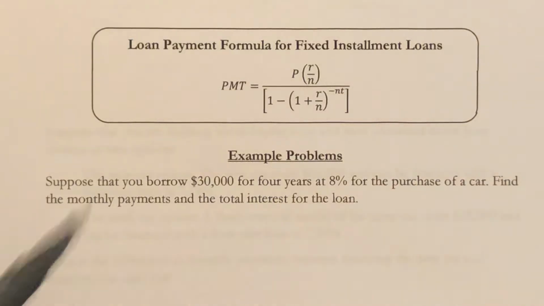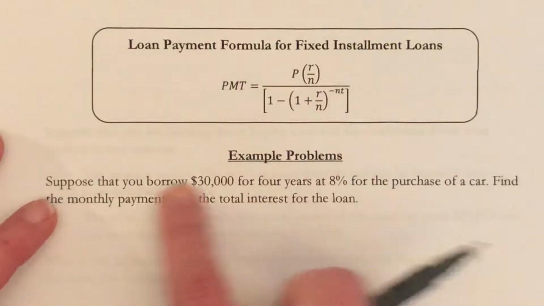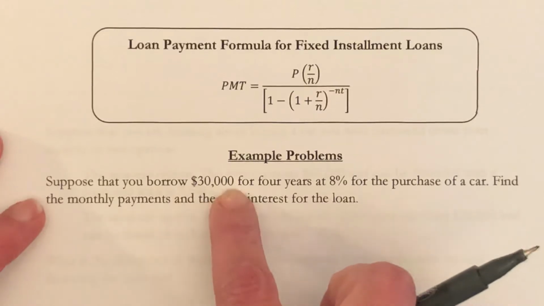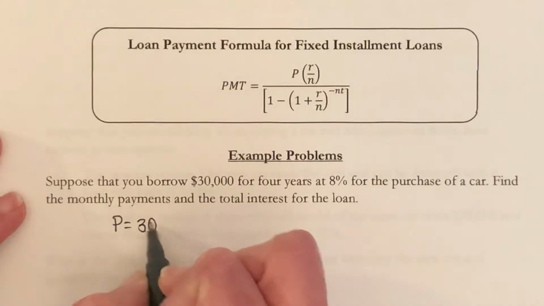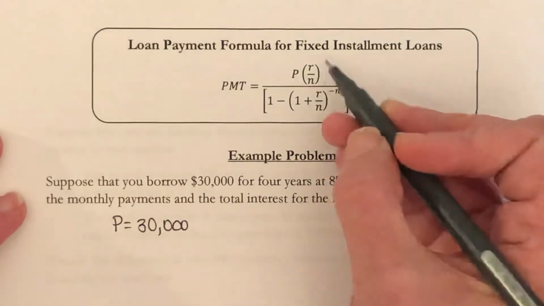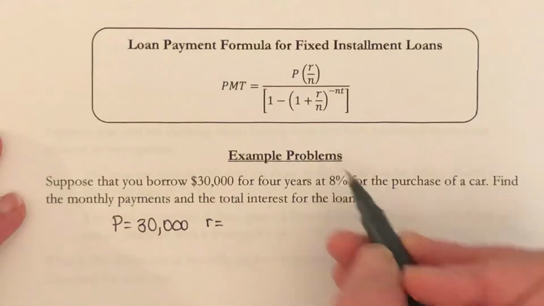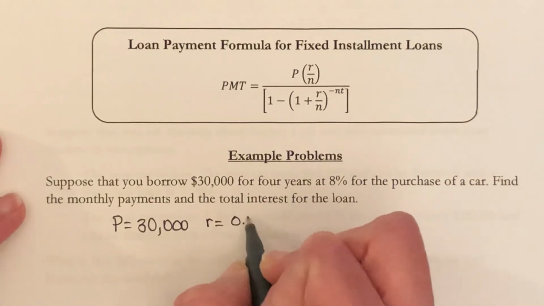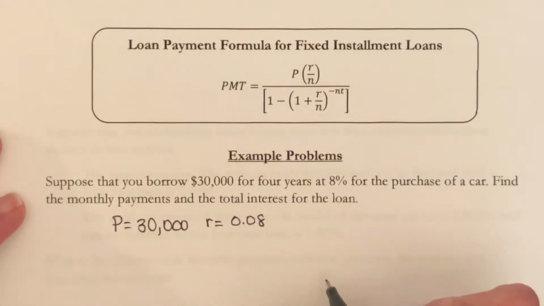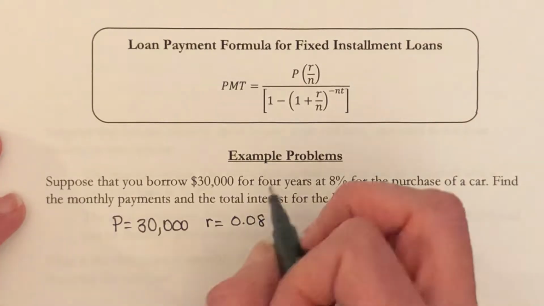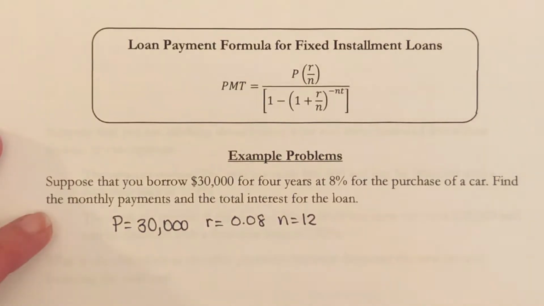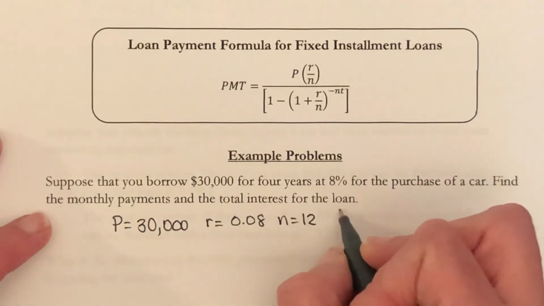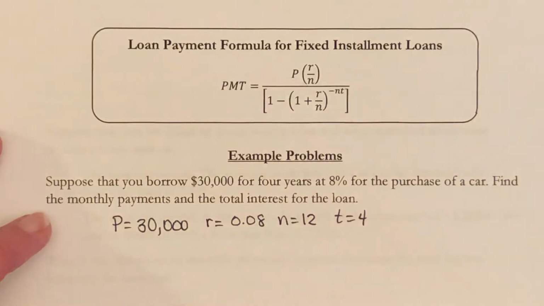Okay, so organizing my information. I'm borrowing $30,000 for 4 years, so our P value is 30,000. Our R value is 8%, so 0.08. These are monthly payments, so our N is 12. For 4 years, so T is 4. And I think we have all the information we need here.